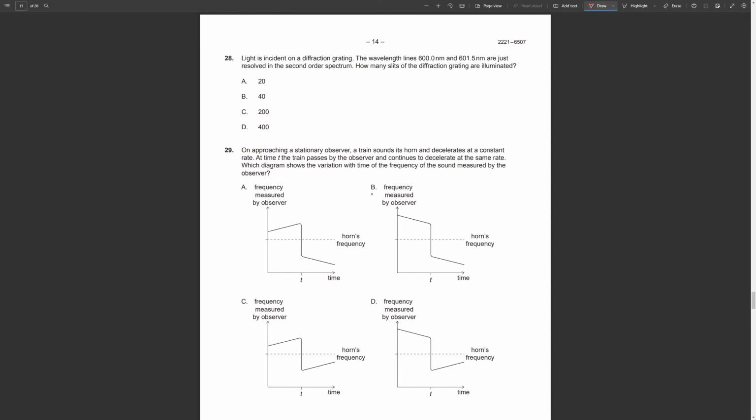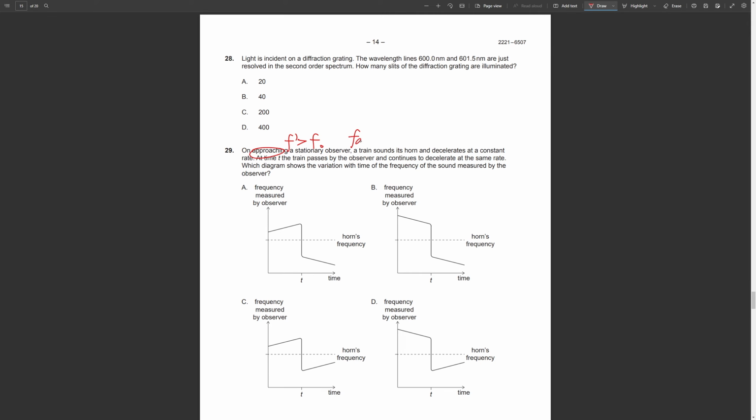29. This is a Doppler effect question. Doppler effect suggests that when there is a relative movement between the source and the observer of the wave, there will be a change in the apparent frequency, also known as the observed frequency or the measured frequency. Here, it is an approaching motion, which means the apparent frequency should be greater than the original emitted frequency.